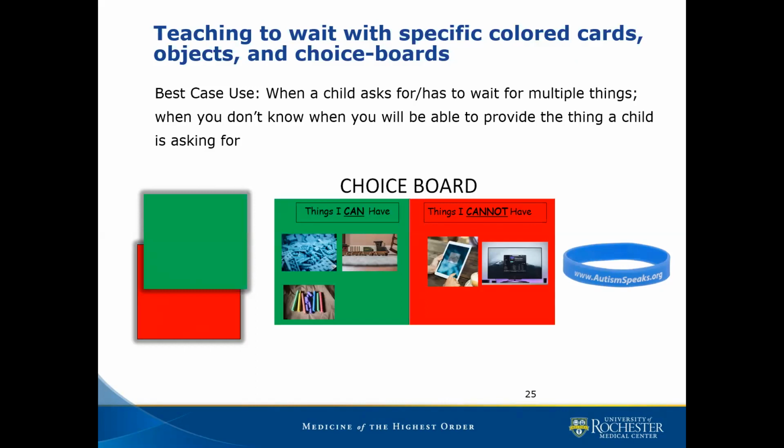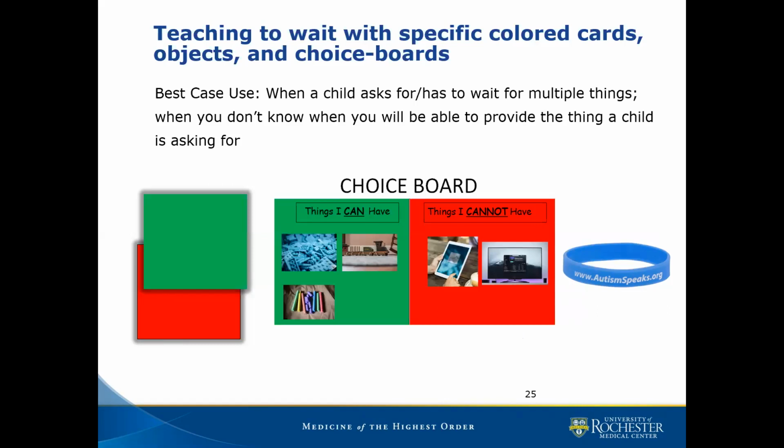Usually it's when a child asks for or has to wait for multiple things, like with the choice board. There are also these different colored cards, like the red and green card, or the bracelet, where you have a bracelet on to signal when something's available, or bracelet off when something's not available. The color cards and the bracelet are for when we're not sure what the kid might ask for, or we just don't like the choice board, or there are too many things that they might ask for. We might use those kinds of signals, but a lot of times we end up reverting to some kind of choice board in some manner or form.